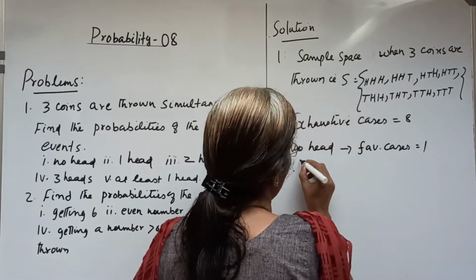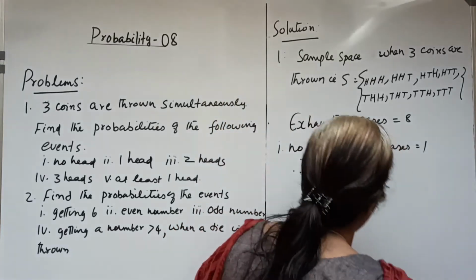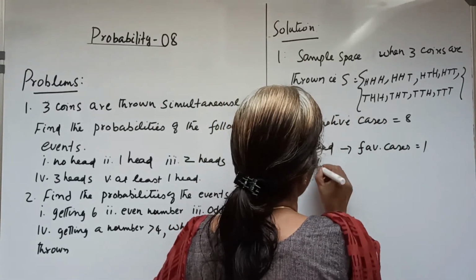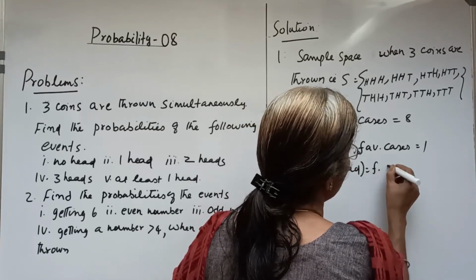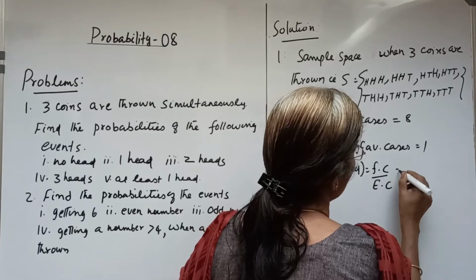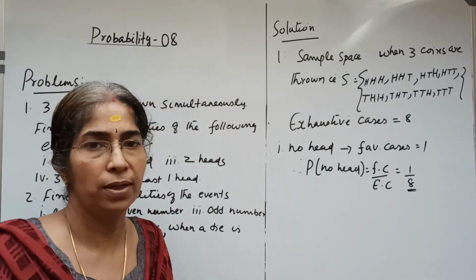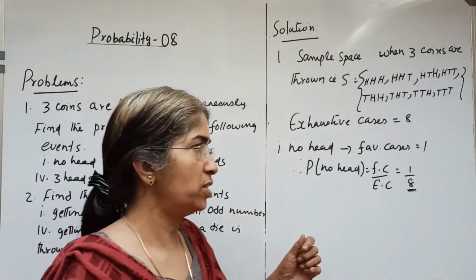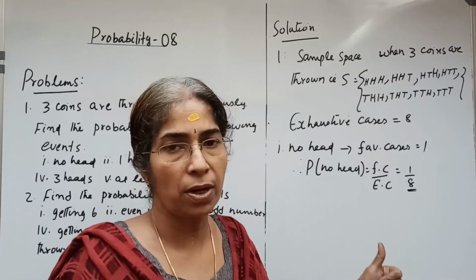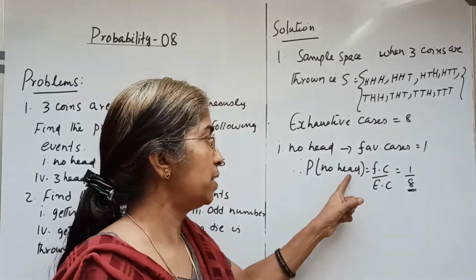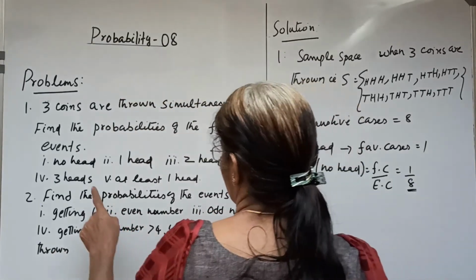Therefore, probability of no head equals favorable cases divided by exhaustive cases, equal to 1 by 8. Simple problem, simply using the mathematical definition of probability, that is, for any event, probability is defined as favorable cases divided by exhaustive cases.